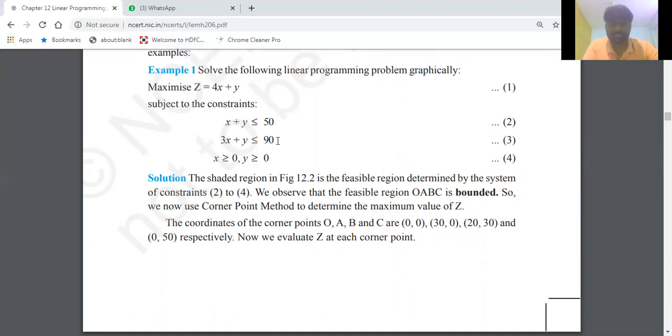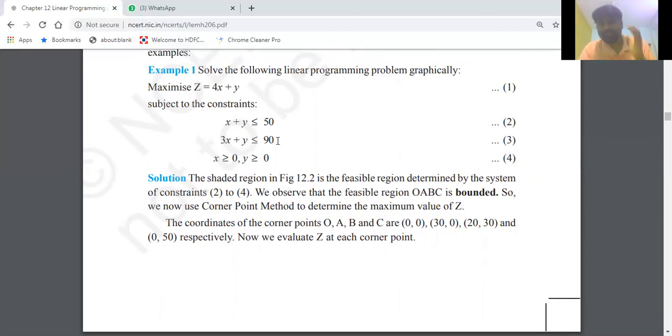After that, second inequality, what points can we take on the x-axis and y-axis? On the x-axis it means 30 comma 0, since 3 times 30 is 90. Correct? What can you write as the point on the y-axis for this? 0 comma 90. Clear? x must be 0, y must be 90, so that the sum is 90 there. Clear?